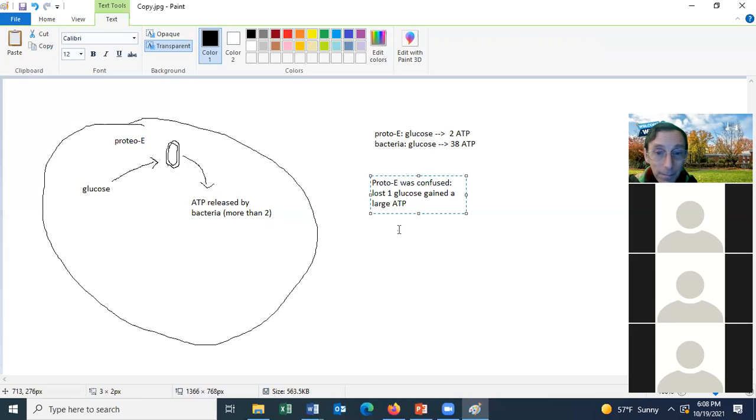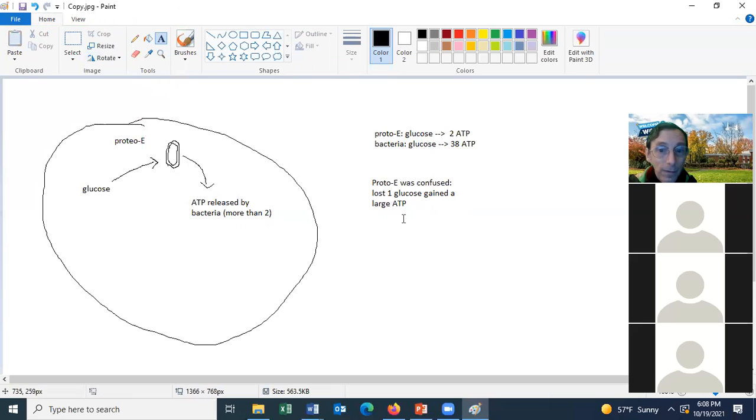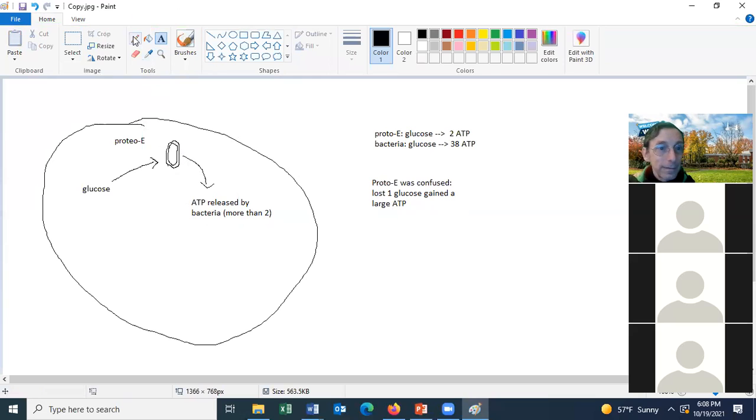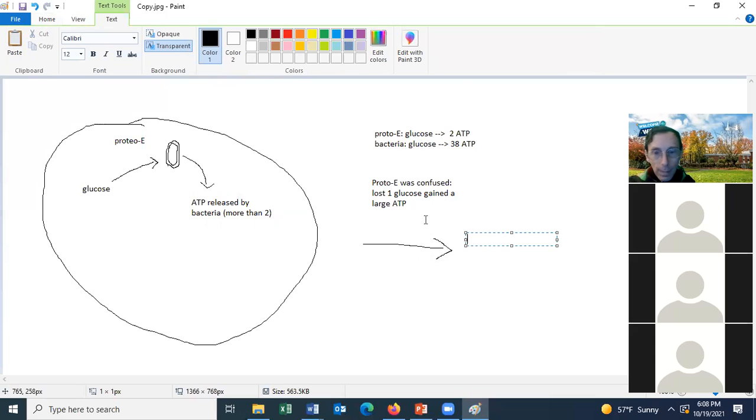So over time, I guess I'll try and draw an arrow. Over time, the two became inseparable. And here we call it then the eukaryote. And that is the eukaryote. Let's make that bigger.